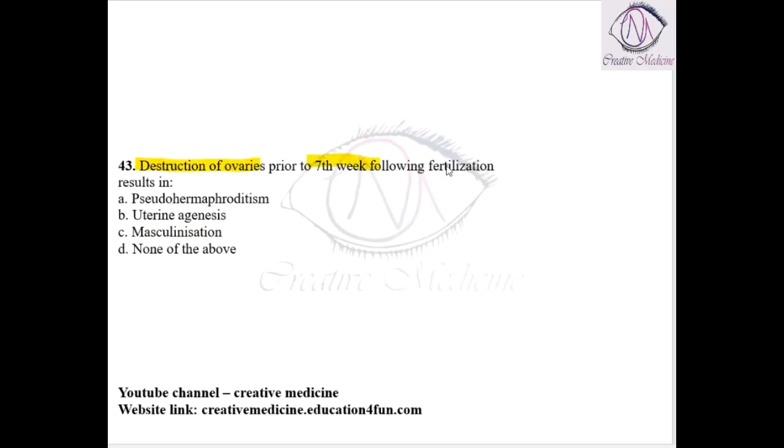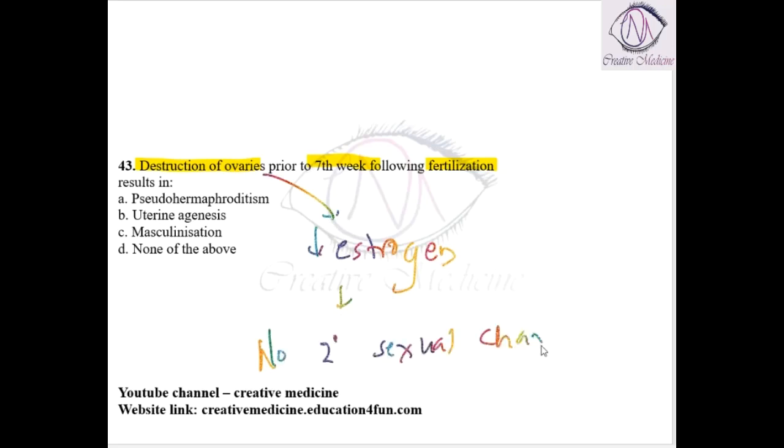Destruction of ovaries prior to the 7th week following fertilization will result in pseudohermaphroditism. Now, if the ovaries are destroyed, first of all, what happens in the 7th week? There will be decreased estrogen. Because there will be decreased estrogen, there will be no secondary sexual characters. And because of destruction of ovaries, the female will complain of amenorrhea.